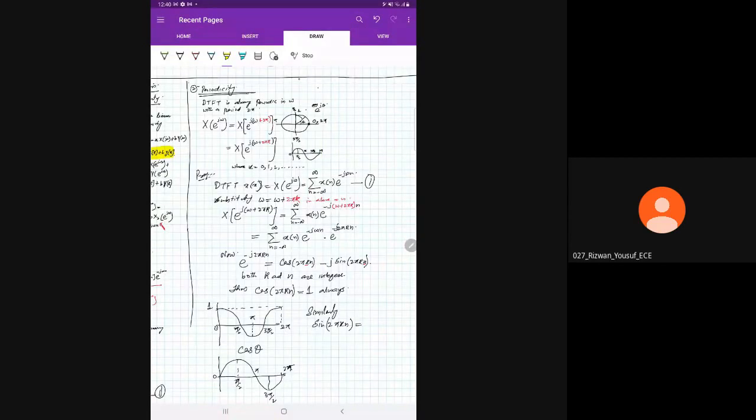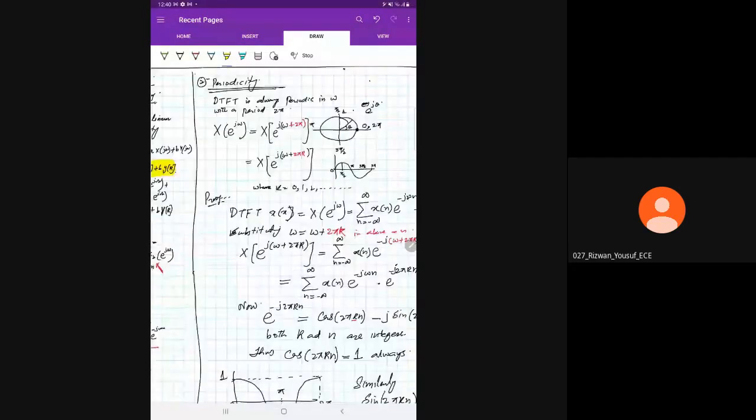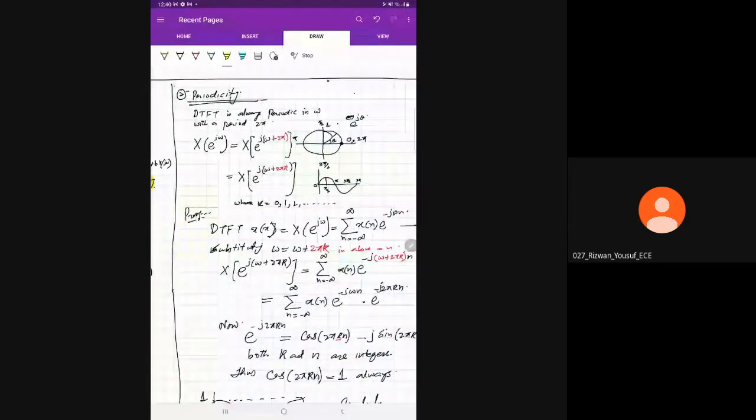All right. So periodicity is the next thing that I wanted to discuss. I have written quite many things. Now see, discrete time Fourier transforms have a period. They are always periodic in omega with a period of 2 pi.